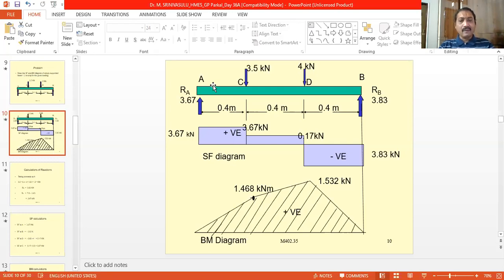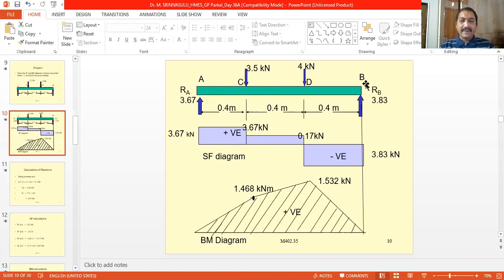Now if we consider the forces acting only to the left of the section, the shear force is equal to the left only this 3.67 is acting, that is upwards to the left, so that is positive. So the shear force acting at point A considering the left of the section is equal to 3.67 kN. Therefore, whether you consider the right of the section or the left, it will be the same, and the shear force acting at point A is equal to 3.67.